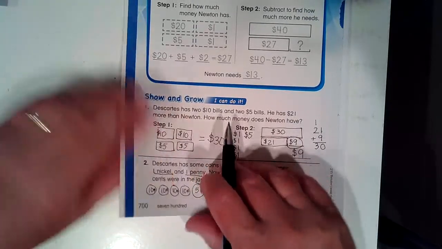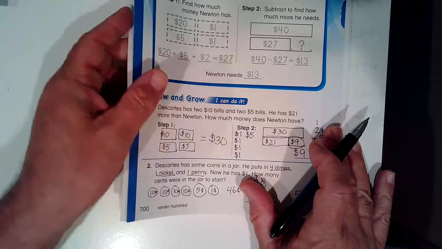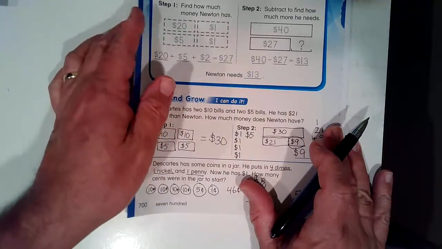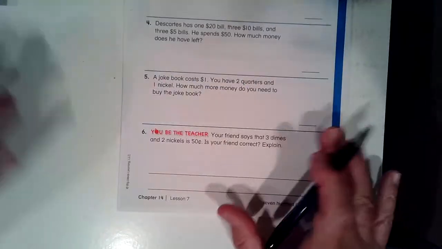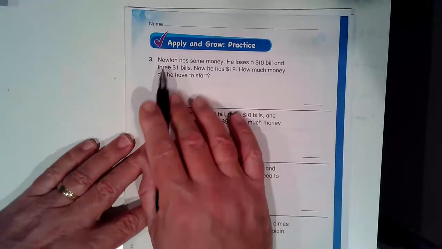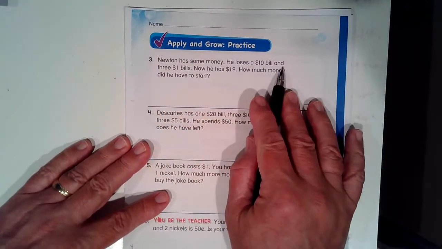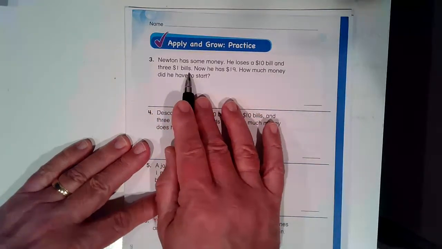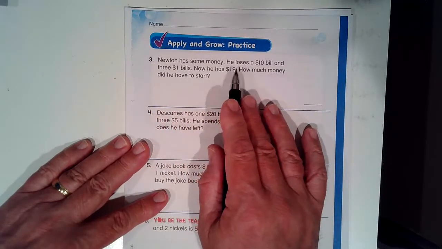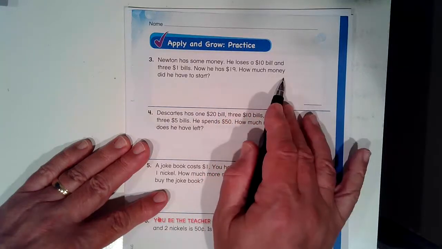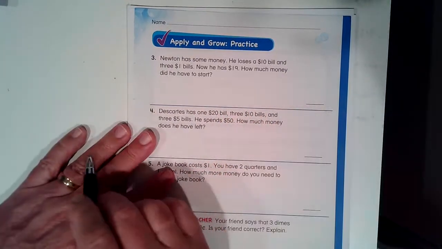All right, boys, girls, these word problems, they take a little bit of time. So let's get going. All right, Newton has some money. He loses a $10 bill and 3 $1 bills. Now he has $19. How much money did he have to start?